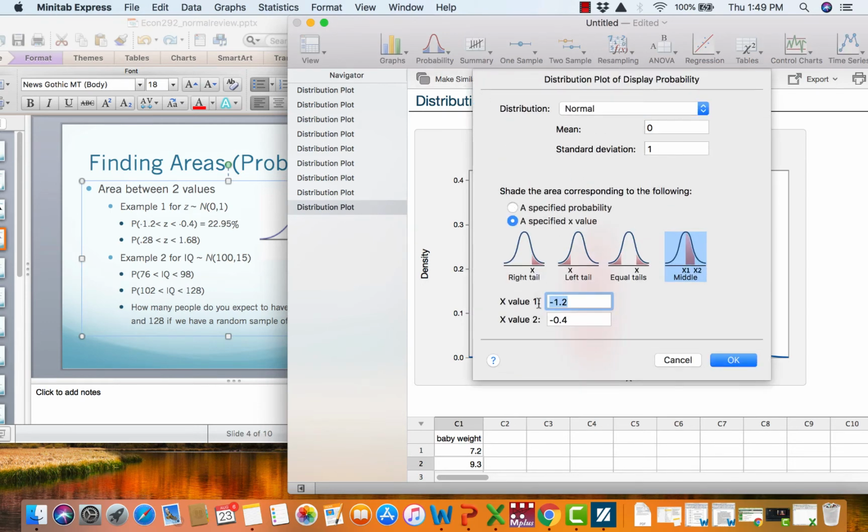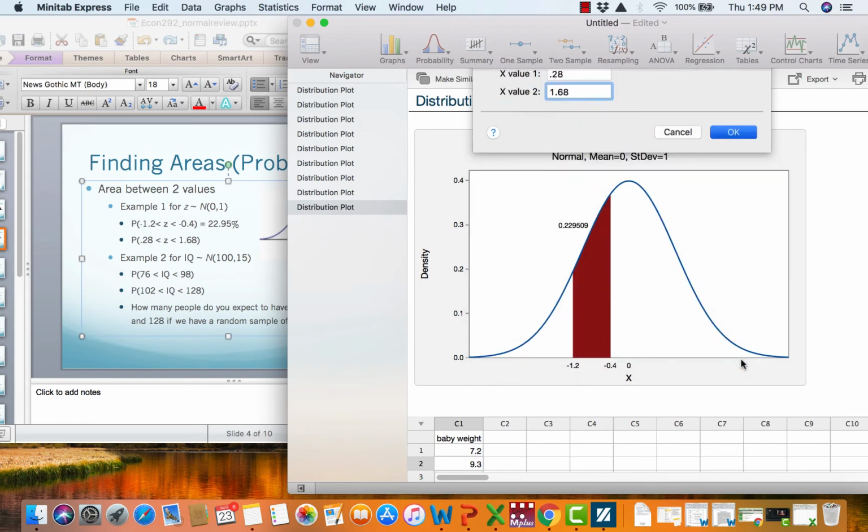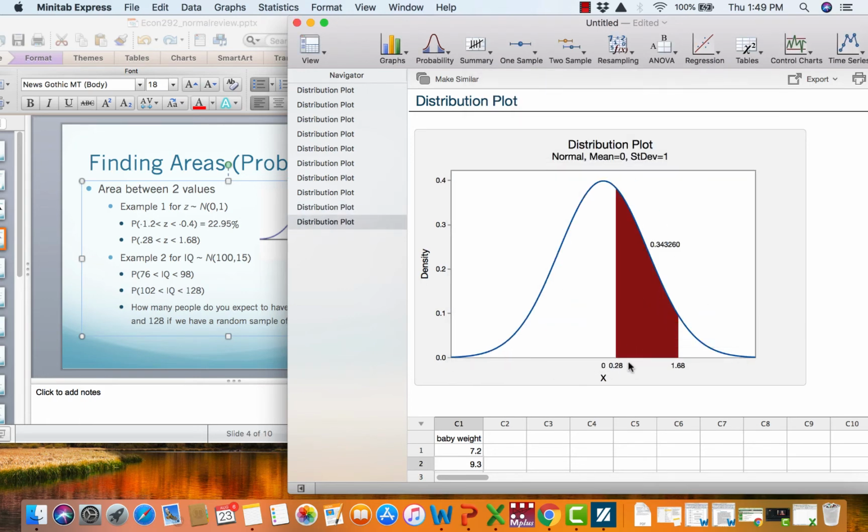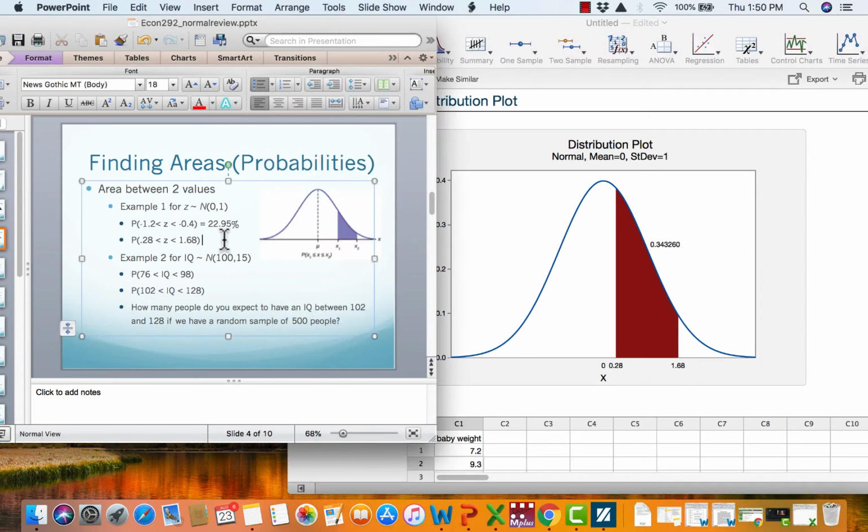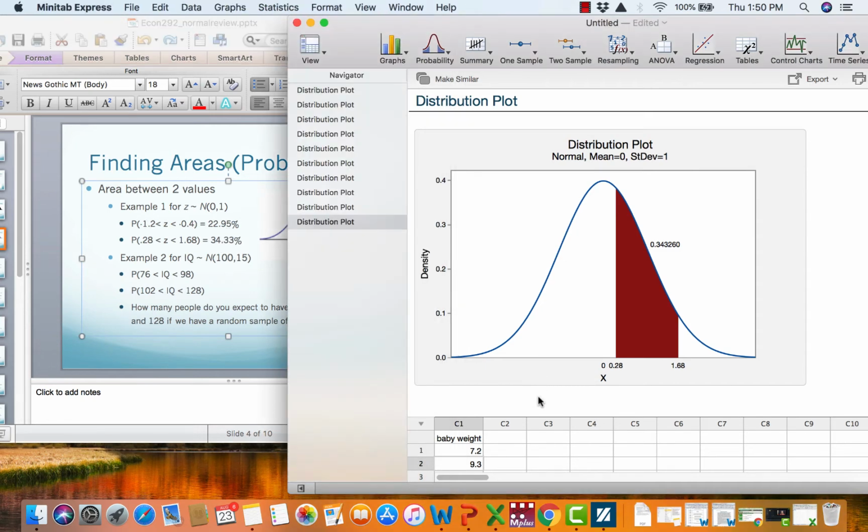and we change our z-scores to 0.28, the smaller one, and then 1.68, the larger one. And we see we have the area shaded between these two z-scores, and we get that probability as 34.33%. Okay, let's switch over to IQ scores.